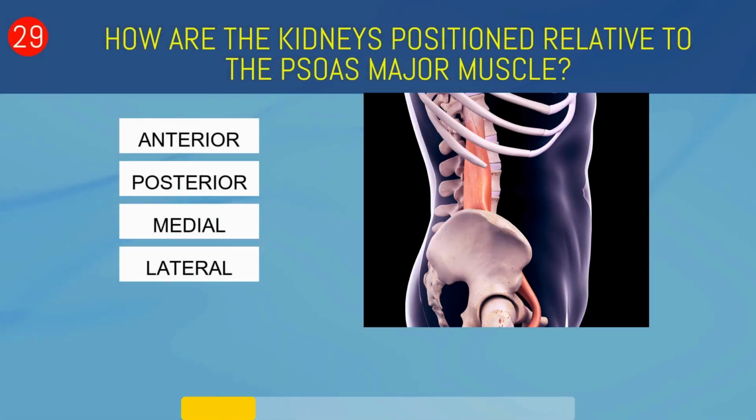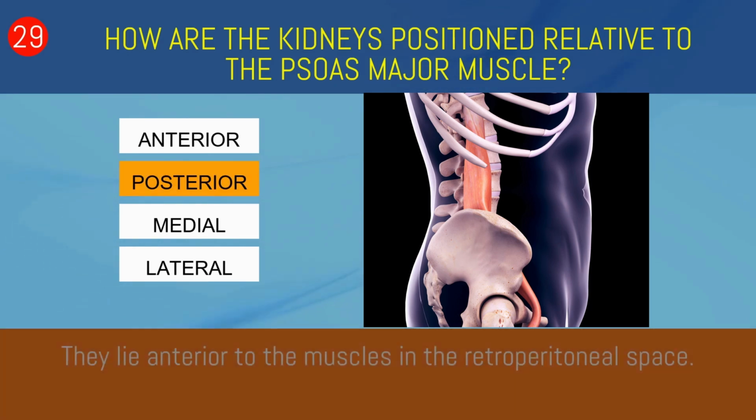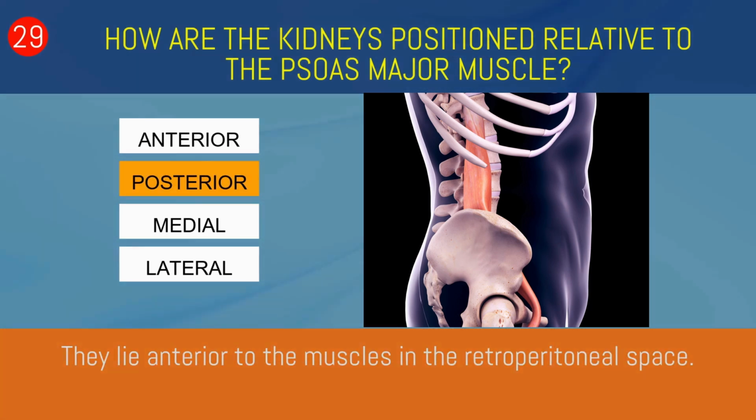How are the kidneys positioned relative to the psoas major muscle? Anterior, posterior, medial, or lateral? Posterior. They lie anterior to the muscles in the retroperitoneal space.